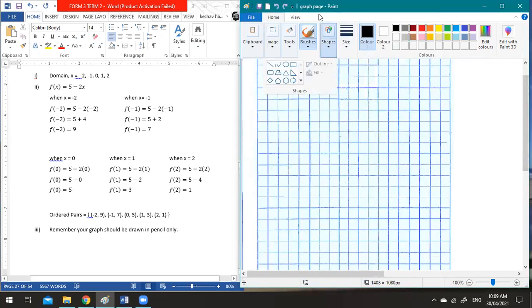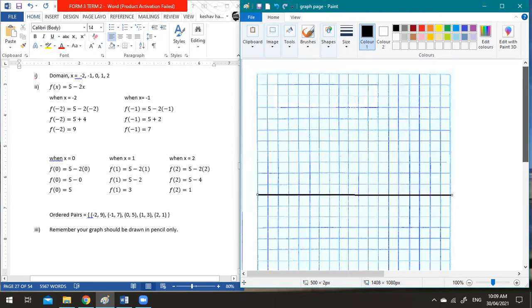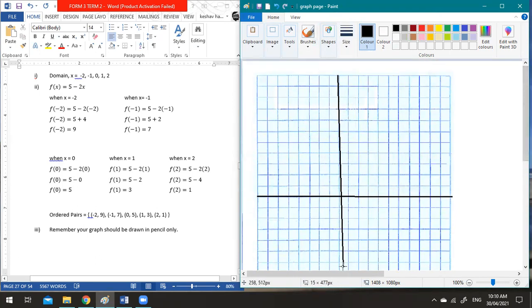So in a graph, you know how to plot, to draw a graph, you draw X and Y lines. Do that real quick. And they give us a scale to work with. They say 2 centimeters or 2 units on the x-axis. So this will be the x-axis, and this will be the y-axis.